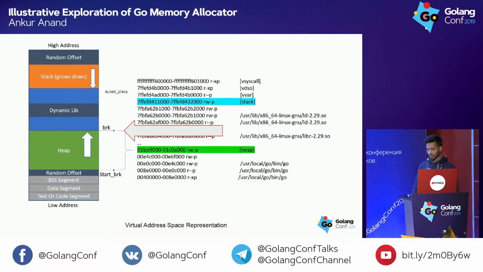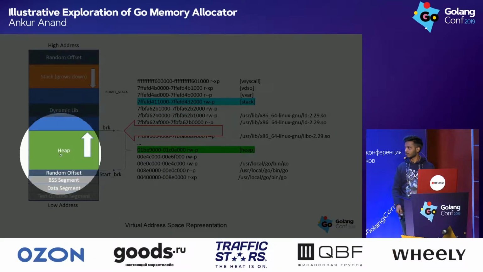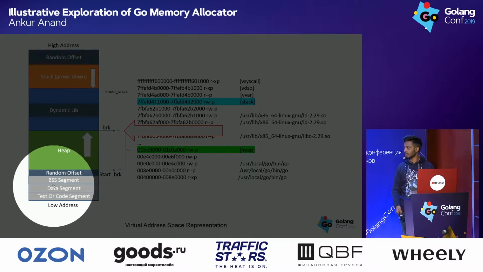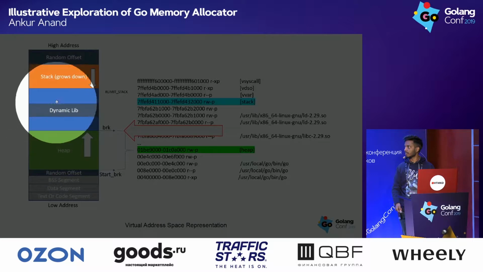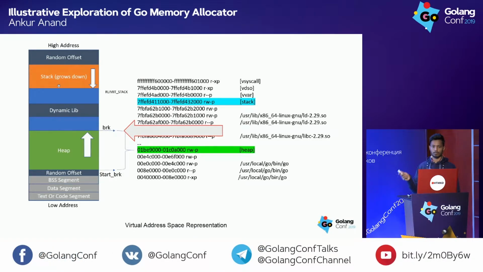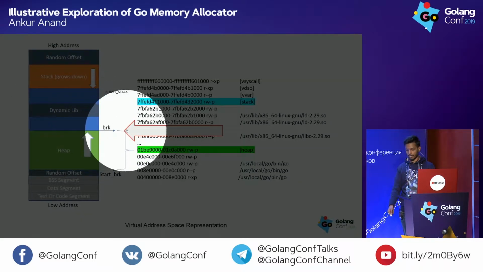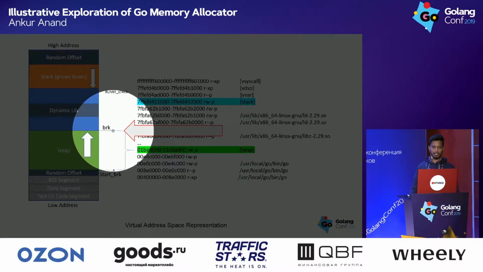This we are all familiar with. We have a virtual address space, we have a code segment, we have a data segment, we have a heap over here, and then we have a stack that grows downward, and the heap that grows upward. As you can see, there is one point inside the heap, that is the break point.